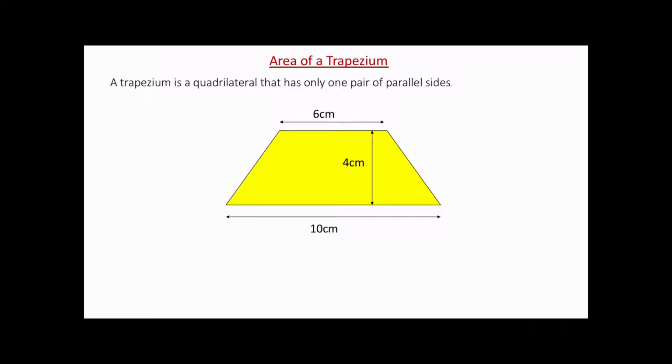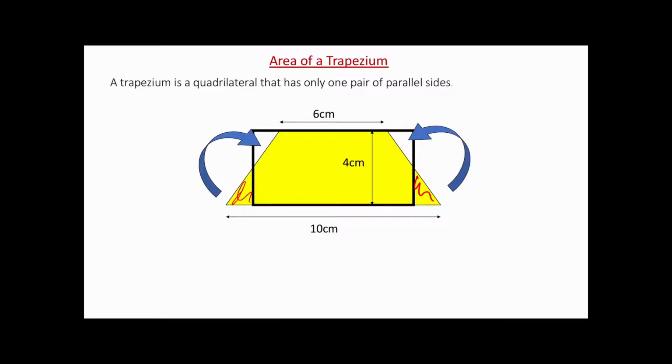Now, let's figure out the formula for the area of a trapezium. The first thing I'm going to do to help us through this is draw a rectangle on top of our trapezium. And you might notice we've got these little bits that overhang. It turns out that those bits fit exactly into these bits up here. And that's going to help us in figuring out a useful formula.